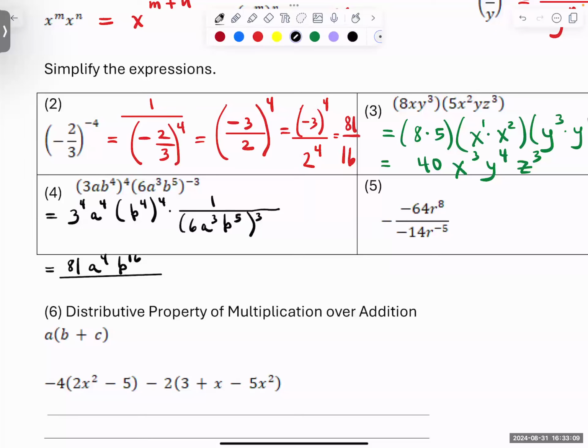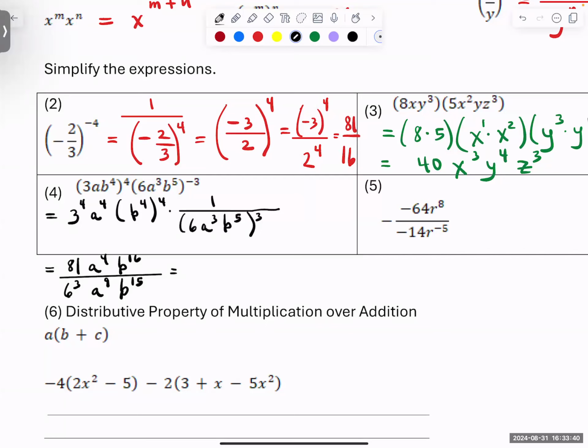So let's write 6 cubed. A cubed cubed. You multiply the exponents. 3 times 3 will give a to the 9th. And then b to the 5th raised to the 3rd. You multiply the exponents. That'll give b to the 15th. Now, without a calculator, let's do this by hand.